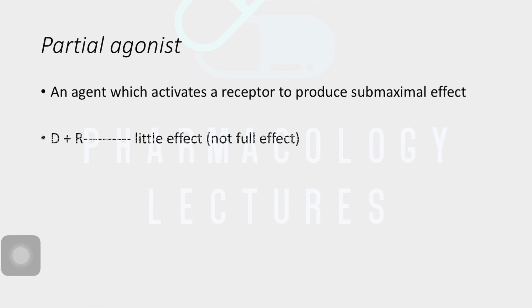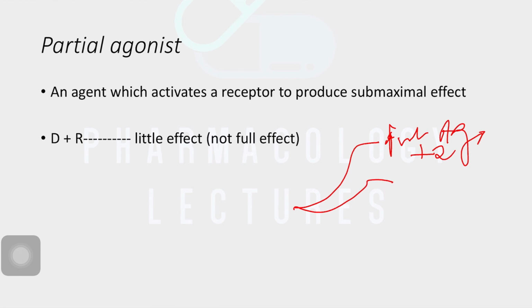And what about a partial agonist? It activates the receptors and produces a submaximal effect. So if we need to conclude this: the full agonist produces +2 response, the partial agonist produces +1 response, the antagonist produces 0 or neutral response, and the inverse agonist produces -2 response. And these are the different definitions of these agents.